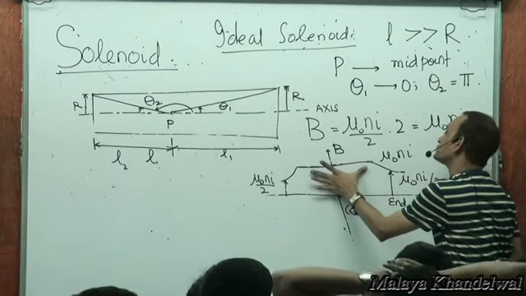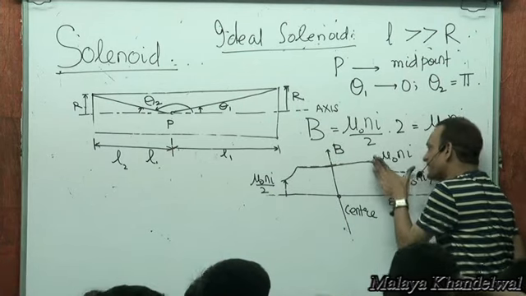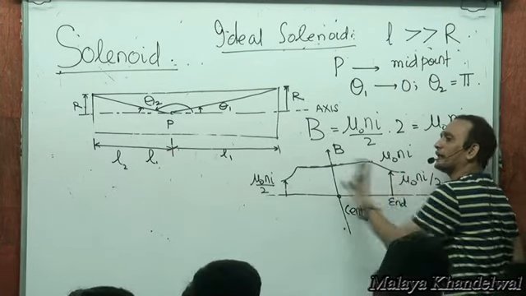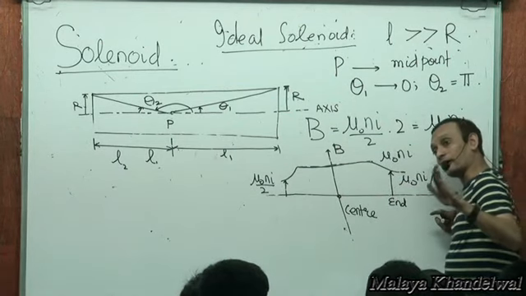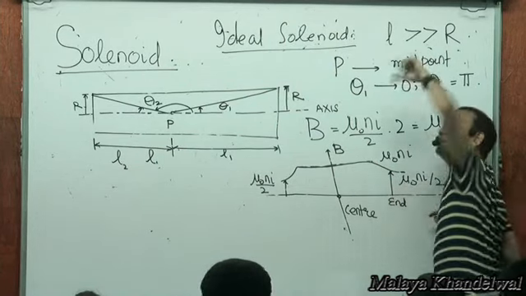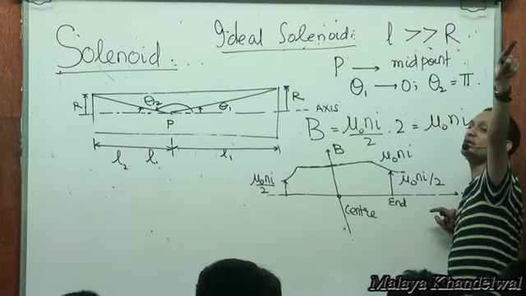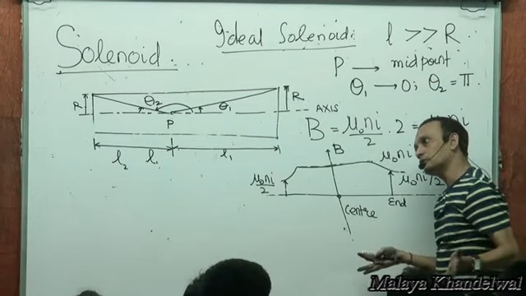So this is roughly the variation: close to the center, it will remain practically mu naught Ni, and then gradually dip to mu naught Ni by 2 towards the end of an ideal solenoid. Right? And if it was a solid solenoid, then this mu naught would be replaced by mu naught into mu r, where mu r would be the permeability of the material of which the solenoid is made. Clear?